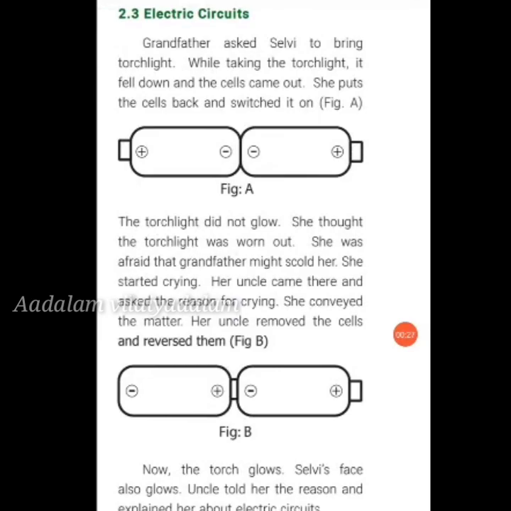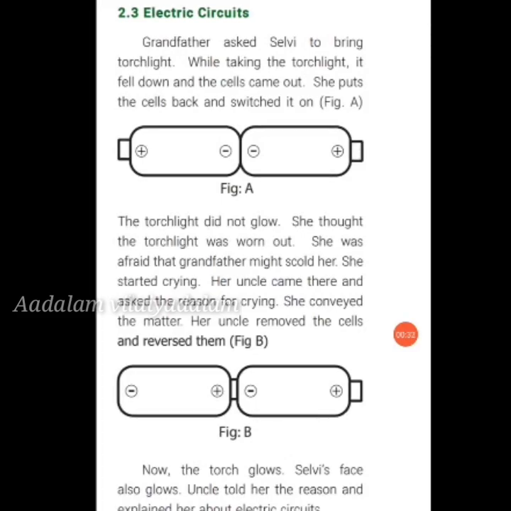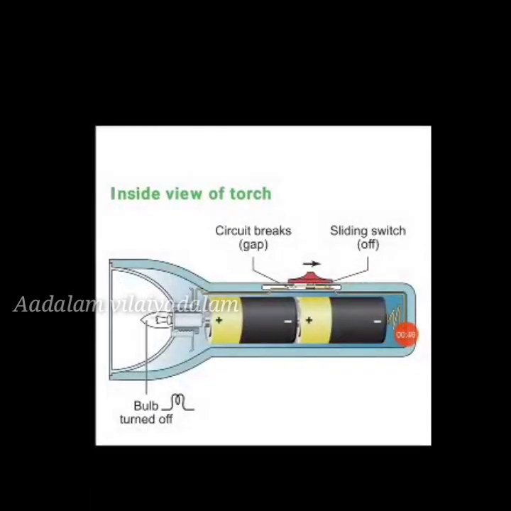If you connect the same terminals, the torchlight does not glow. So you should connect the positive terminal and the negative terminal only. Then the current flows and the torch will glow. Okay, understood? So this is the inside view of a torch.